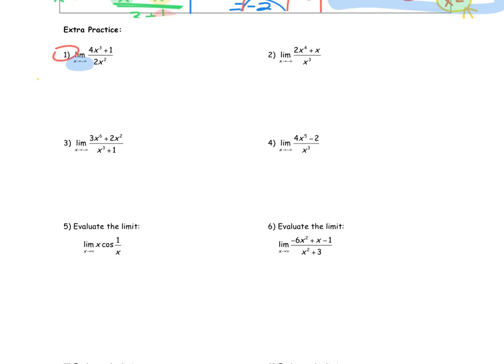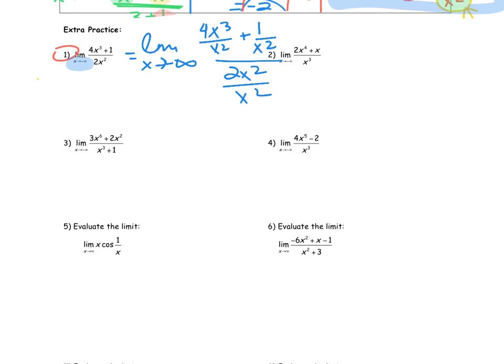We have the limit as x approaches negative infinity. Well, I'm going to use my method of dividing everything out by the term with the highest degree in the denominator. So I'm going to rewrite this as the limit as x approaches negative infinity of 4x cubed over x squared plus 1 over x squared all over 2x squared over x squared. When I simplify this, we'll have the limit as x approaches negative infinity of 4x plus 1 over x squared all over 2.